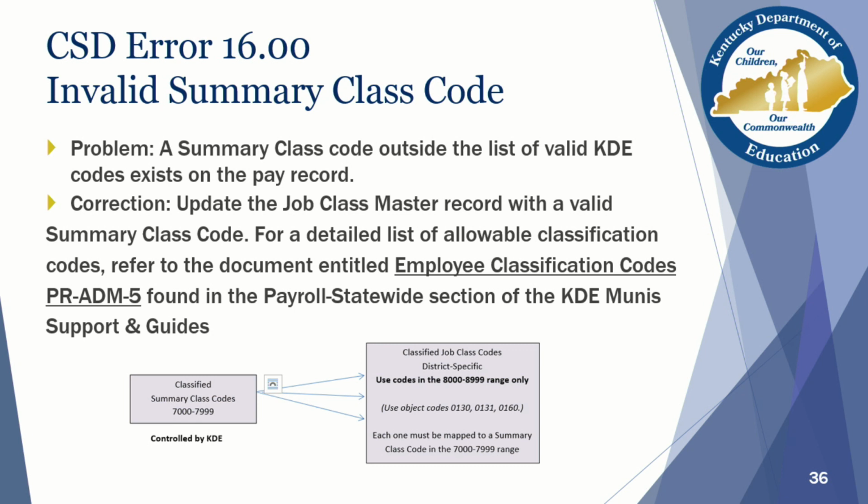Error 16 is an invalid summary class code. The problem is that a summary class code outside the list of valid KDE codes exists on the pay record. To correct this, you need to update the job class master record with a valid summary class code. You actually have the grid there for classified summary class codes being in the range of 7000 to 7999. And it moves over to job class codes, and you need to have job class codes in the range of 8000 to 8999. And of course you want to use object codes 0130, 0131, and 0160.